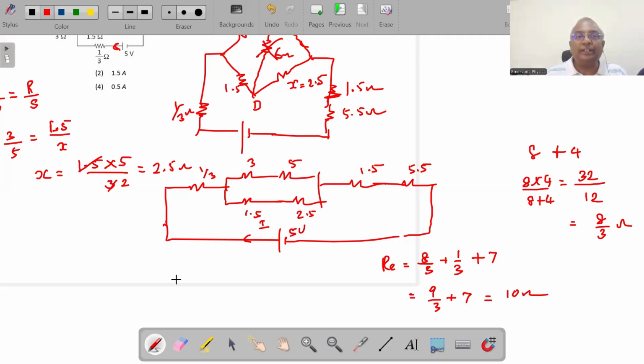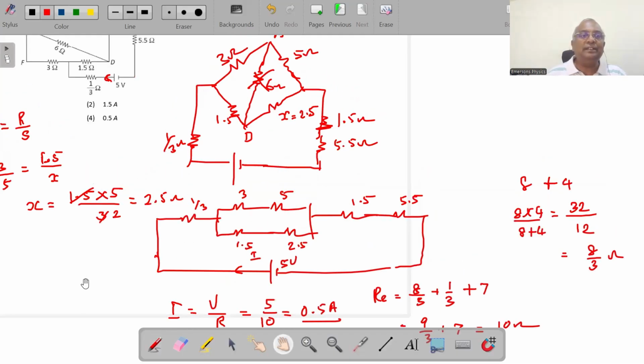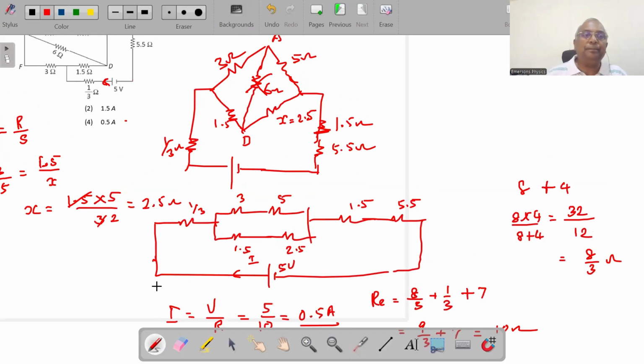We wanted to find out current. I is equal to V by R. V is 5 volt. It is given 5 volt. 5 by 10, which is 0.5 ampere is the answer. So in this question, the answer is 0.5 ampere. Are you clear?